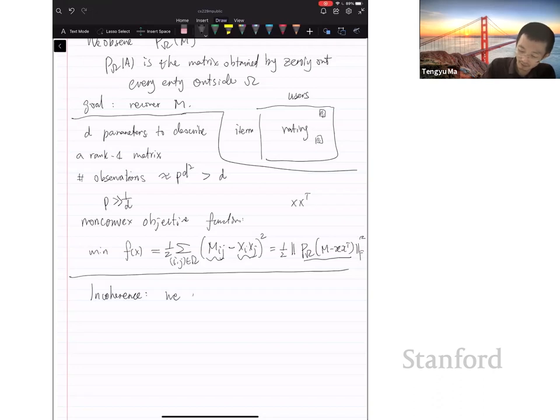So first of all, we assume that the ground truth has norm 1. This is without loss of generality. We just fix a scale for convenience. And then after you fix this scale, you assume that the ground truth vector z, recall that M is equal to z z transpose, so z is the ground truth, has infinity norm less than mu over square root d. And mu is considered to be a constant.